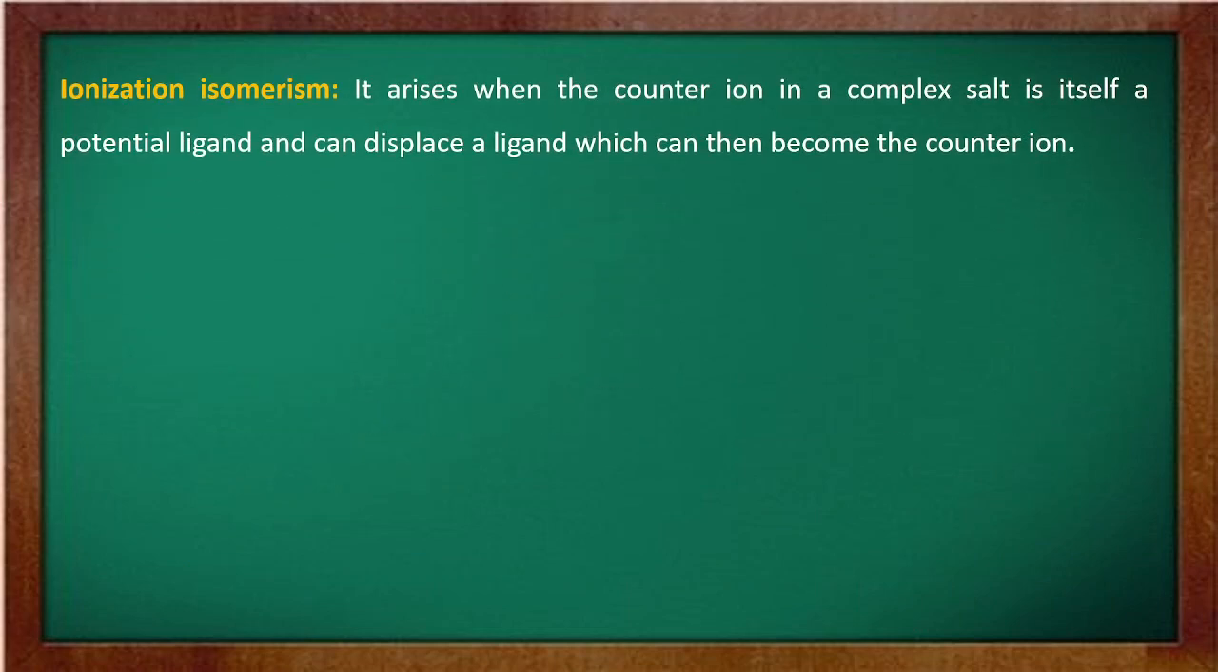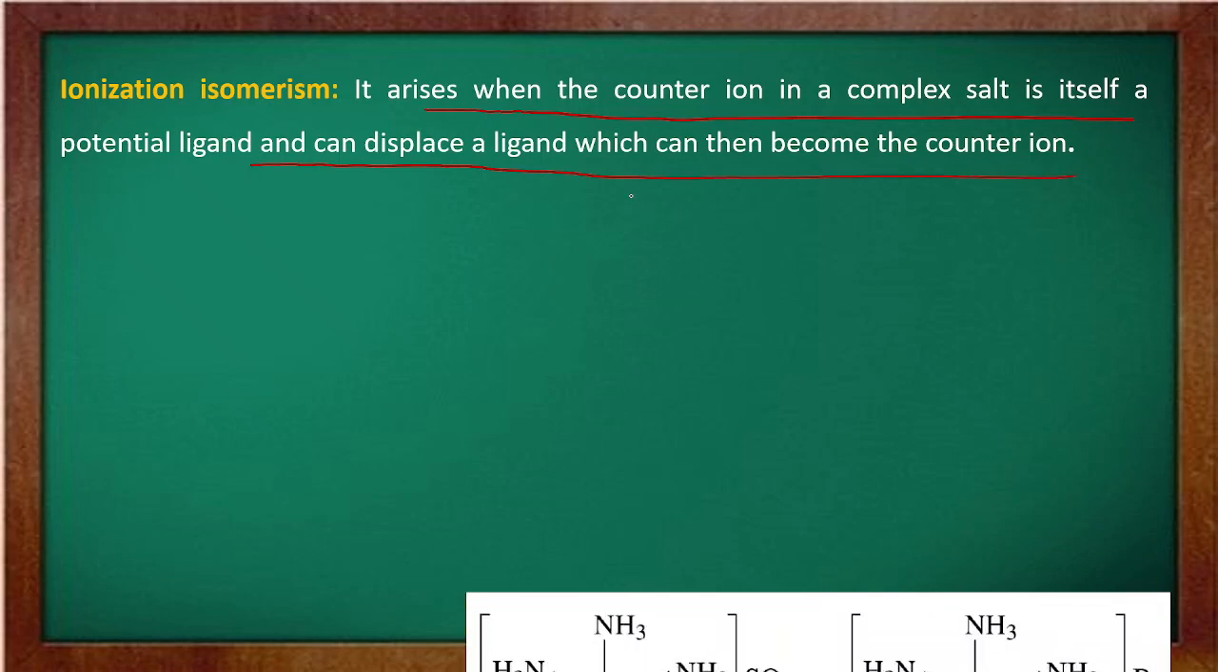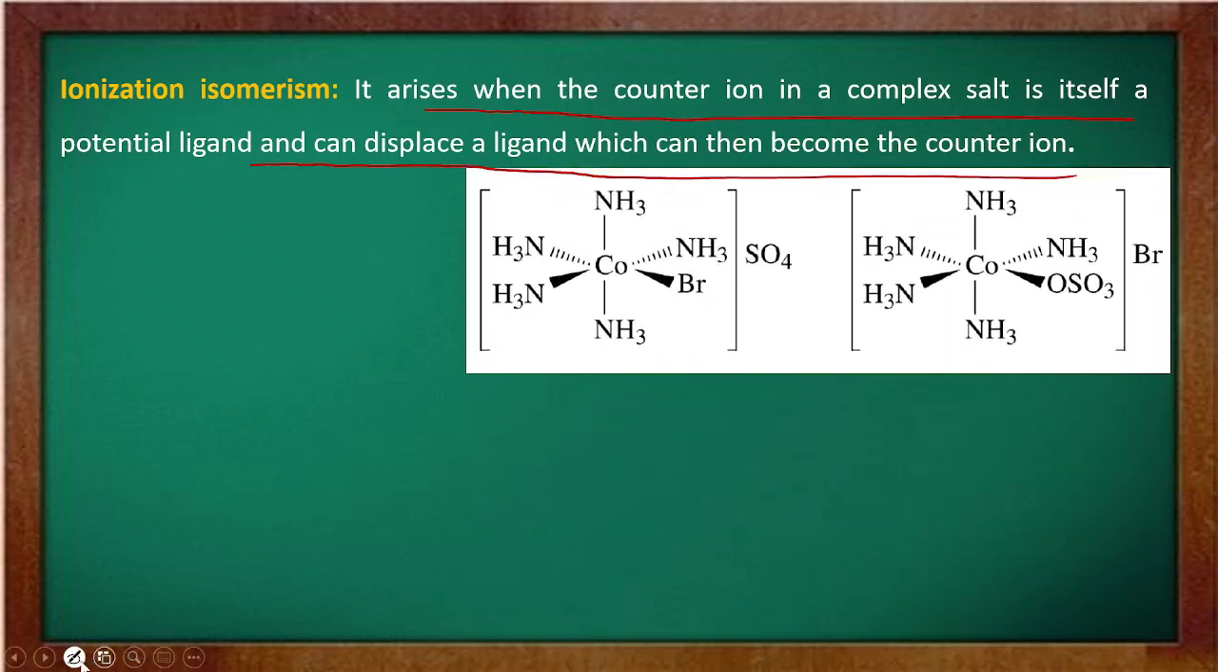The first one is ionization isomerism. It arises when the counter ion in a complex salt is itself a potential ligand and can displace a ligand, which can then become a counter ion. This type of isomerism arises when the counter ion and the ligand can play each other's role. मतलब ब्रोमीन और सल्फेट अगर हम लें तो ब्रोमीन एक लिगांड भी हो सकता है और ब्रोमीन एक काउंटर आयन भी बन सकता है. तो इस तरह का आइसोमरिज्म जो कंपाउंड दिखाते हैं, उस आइसोमरिज्म को हम कहते हैं आयोनाइजेशन आइसोमरिज्म.